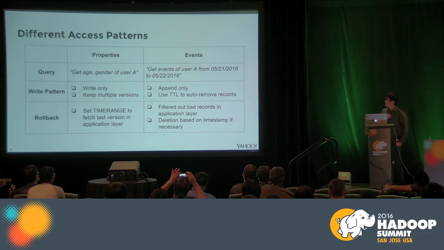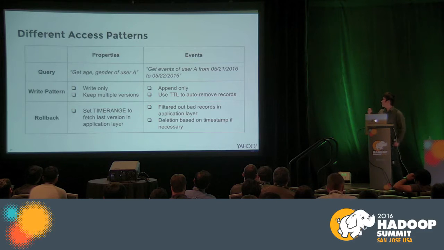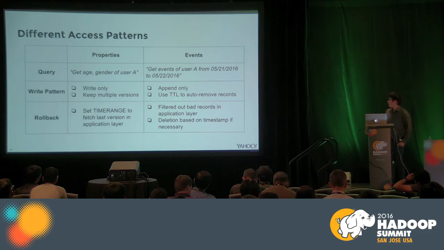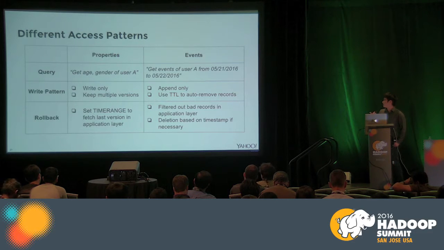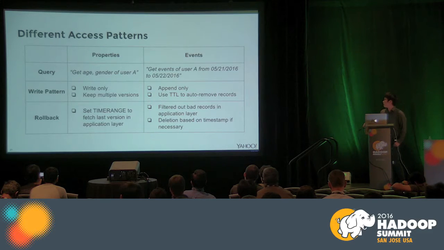And the write pattern is also different. In the properties table, we do override writes, and we keep multiple versions to take care of data pollution. In the events table, we do append only, and we use another HBase feature called time to live to let HBase auto-remove the expired records. As I said, the rollback strategy is different. For the properties table, you can set the time range in your query to fetch the last version in the application layer if your data gets polluted. And in the events table, you can filter out bad records in the application layer, and you can do deletion based on timestamp if necessary.